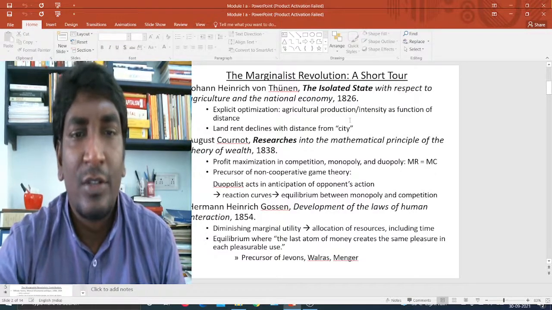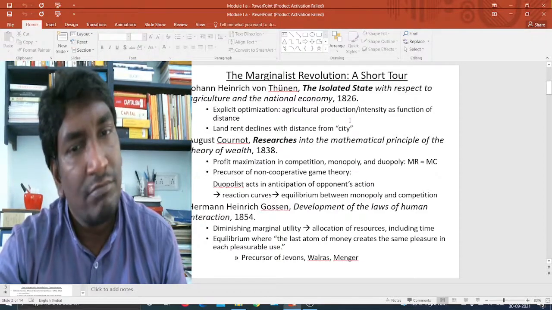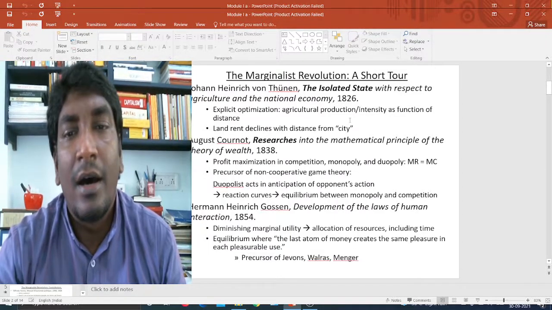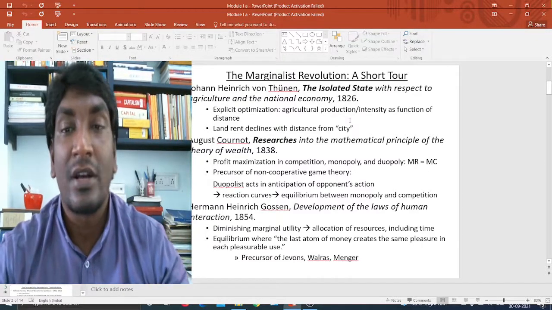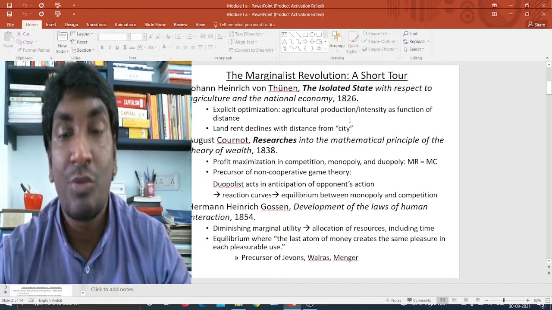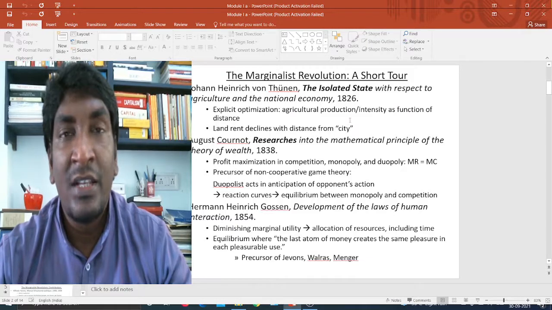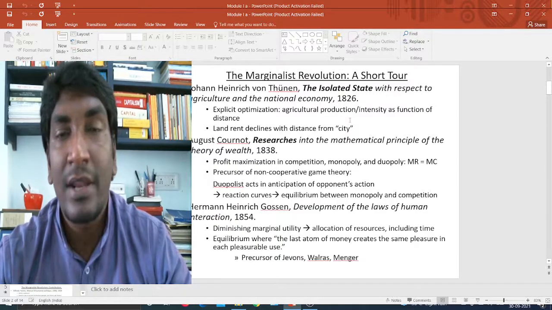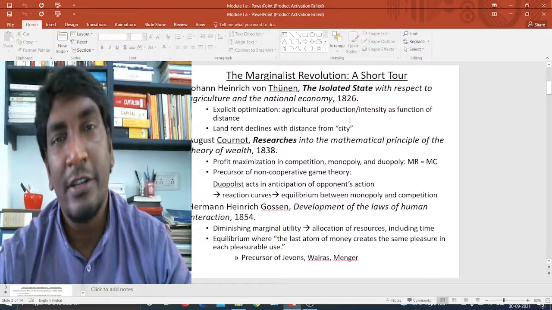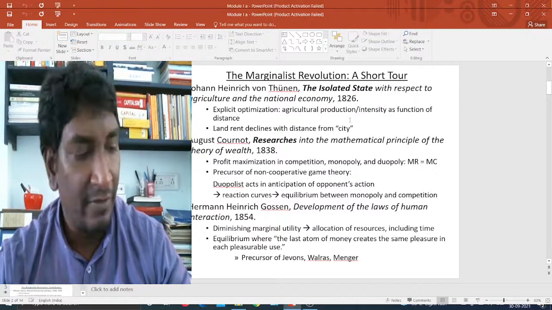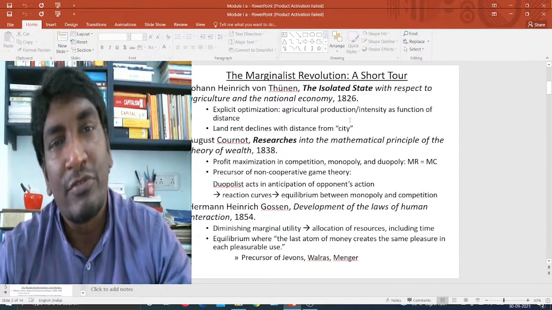A little tour. So we know that Johann Heinrich von Thünen wrote the book The Isolated State, with respect to agriculture and the national economy, way back in 1826. In that, he talked about the explicit optimization principle, agricultural production intensity as a function of distance. So this is very important. Intensity as a function of distance is something many people now directly or indirectly use without even referring to the contribution of Thünen.